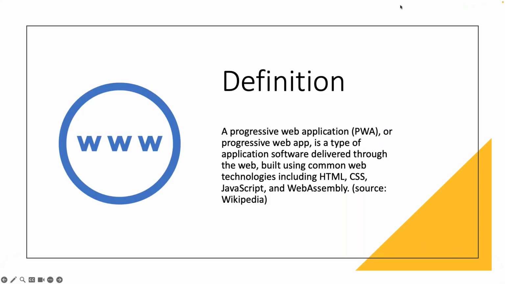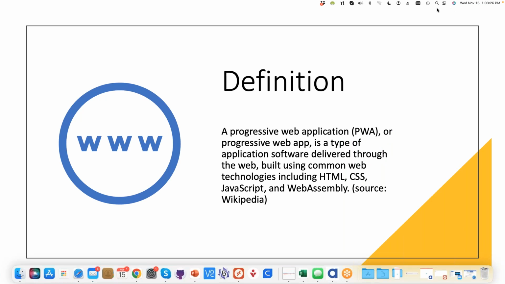All right, so I am going to move on to my next screen. Let's start with the definition of a progressive web app. This is one that I stole from Wikipedia. So a progressive web app is a type of application delivered through the web, built using common web technologies, including HTML, CSS, JavaScript, and WebAssembly. Let's take a look at that word delivered, because often you'll think of a web app as simply a website that's interactive. Maybe your bank has got an online banking, you log into the site and you use their website there, and that is just simply a web app.